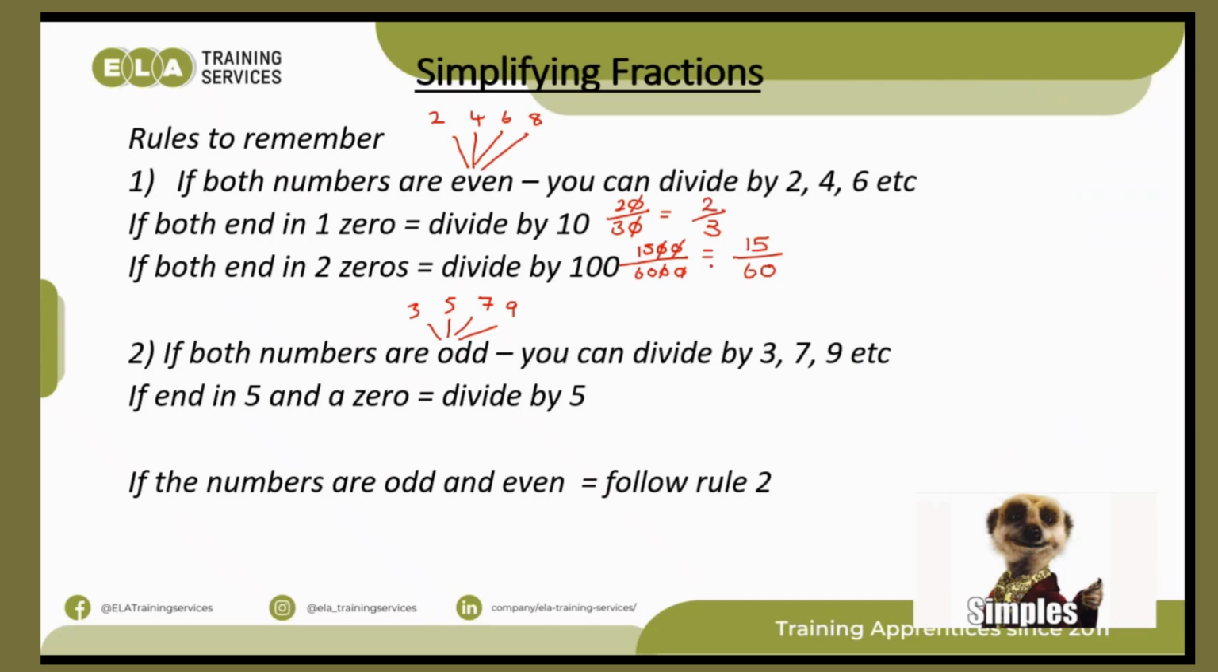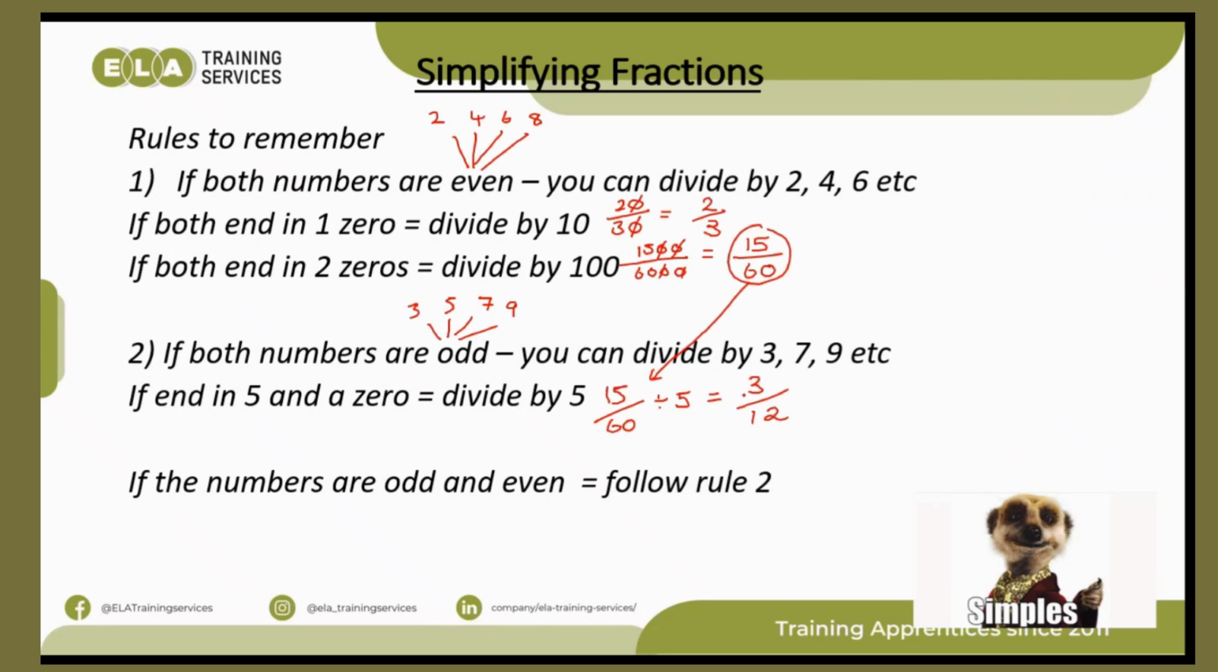If they end in a 5 and a 0, so let's use this example here, 15 over 60, you can divide both by 5. So 15 divided by 5 is 3, and then 60 divided by 5 is 12. So our answer is 3 over 12.